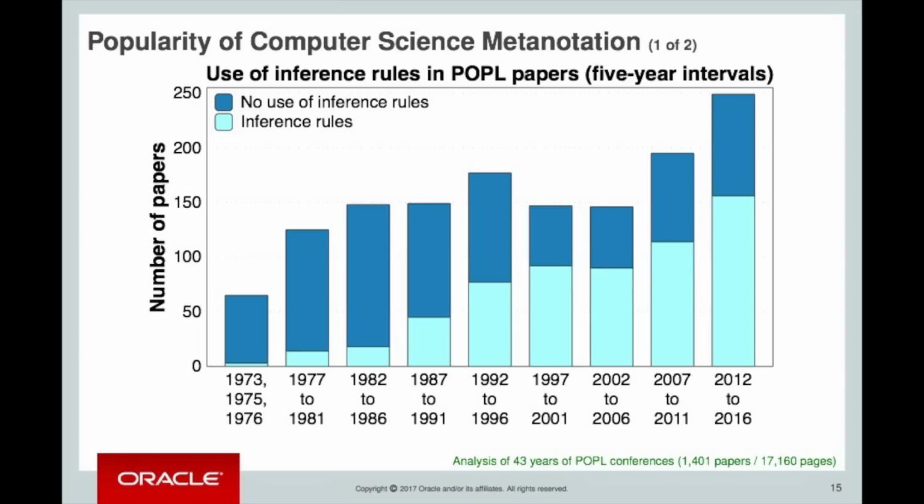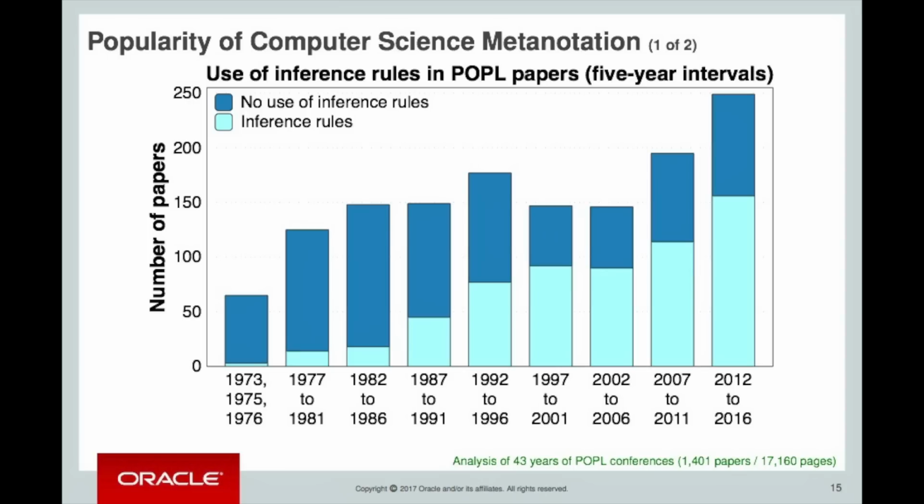I looked at every page of every paper of every POPL conference from 1973 to 2016. That was 1,401 papers, about 17,000 pages of material. Yes, I eyeballed every page. I was looking for uses of the inference notation, of repetition notations, and of substitution.